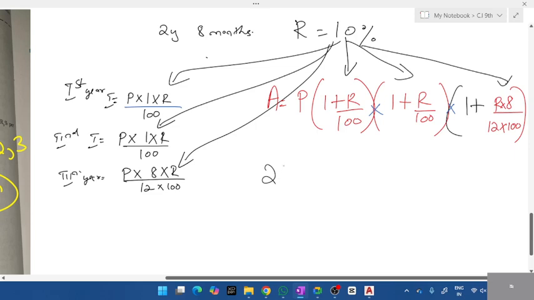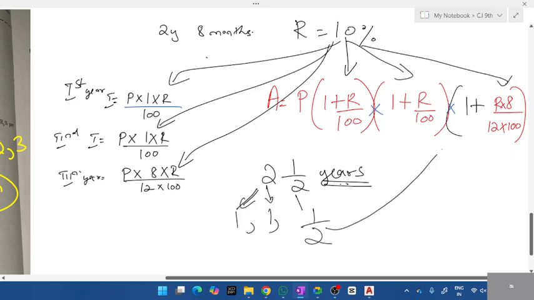Fine. The next concept is 2 1 by 2 years. If they give it like this, how will you solve? For the first 2 years, what will you take the time as? For the first 2 years, 1, 1. For the third year, what will you take? Have they given months here? Did they mention the word month? Year. So for the first 2 years, take 1, 1 separately. For the next, 1 by 2.